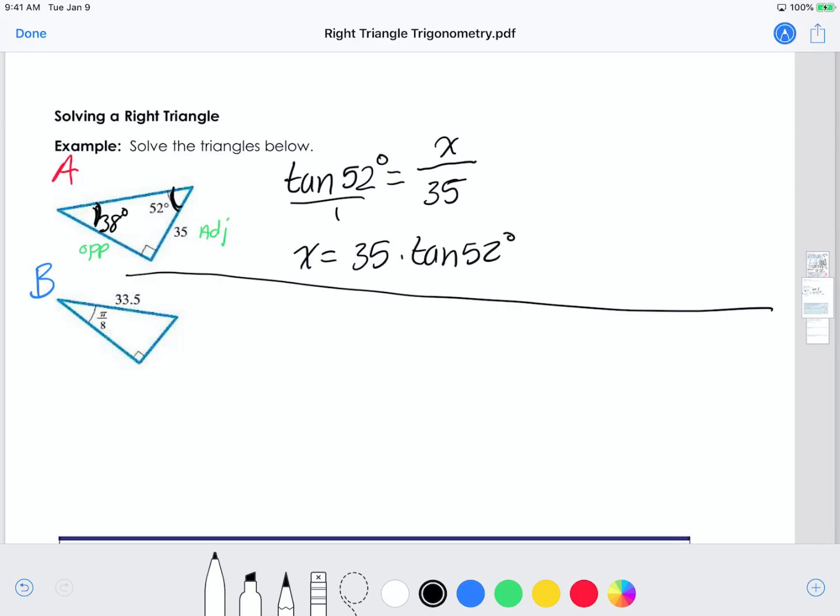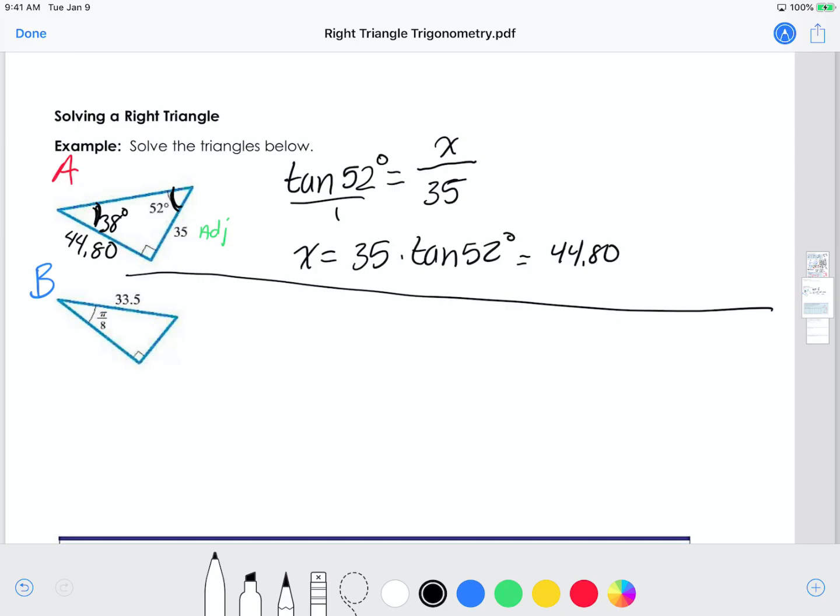And then what we can do is take the tangent of 52 and then take that answer and multiply it by 35. And we'll find that the side x, which is our opposite side that we have labeled right now because we're looking at the angle of 52, if we round it to two places, would be 44.80. So this side right here, let me erase it now because we have it, is 44.80.